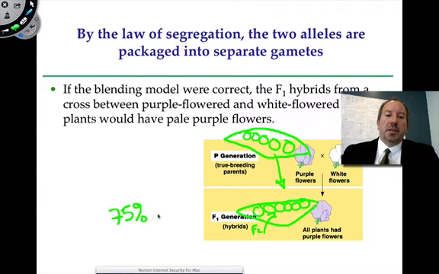75% of the seeds grow up to have purple, and 25% of the children grow up to be white from these purple F1s. So the F2s are kind of a 3-to-1 ratio. Now, that is not random, and that is not blending, because it's one thing blending these together, but how can the white reappear in the second generation? So blending isn't the way it works.